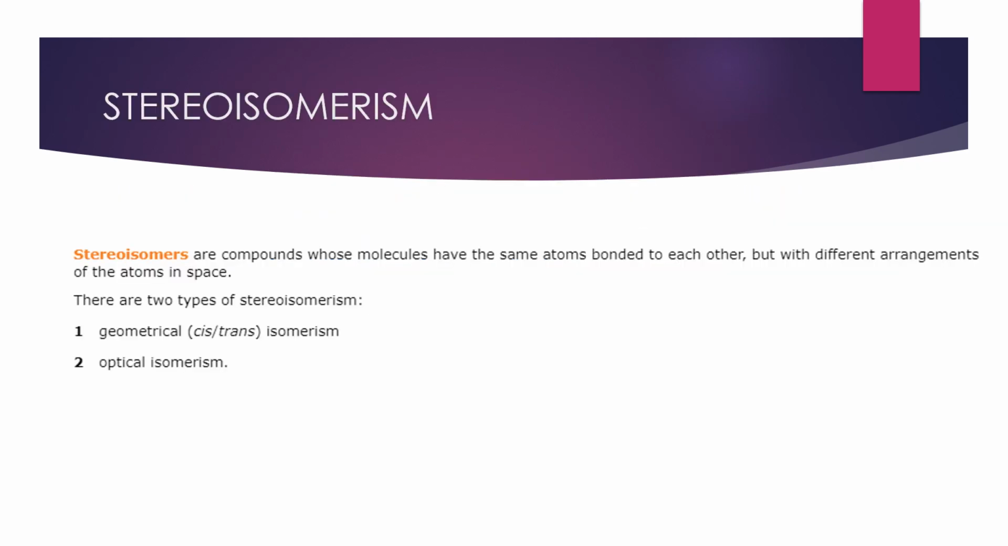The second type of isomerism is stereoisomerism. Stereoisomers are compounds whose molecules have the same atoms bonded to each other, but with different arrangements of the atoms in space. There are 2 types of stereoisomerism. The first is geometrical or cis-trans isomerism. The second is optical isomerism.